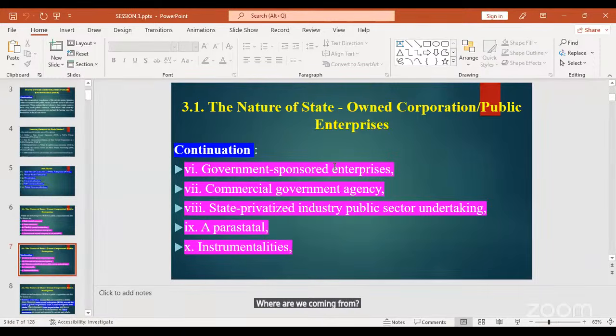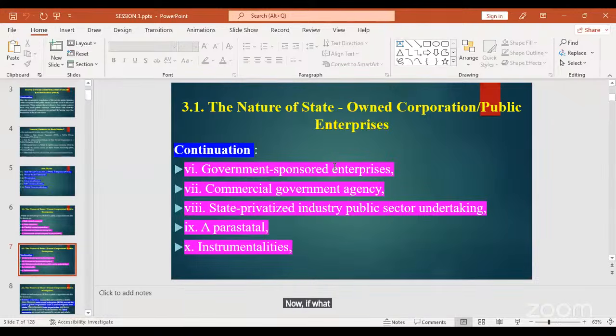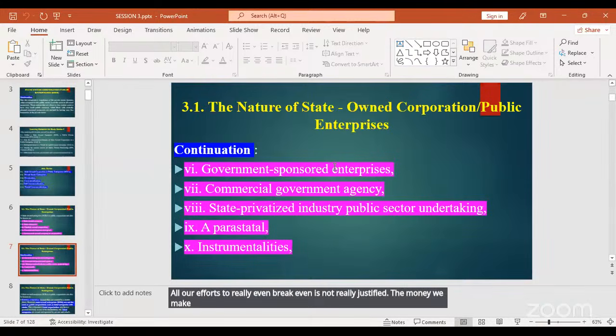Individuals have their own businesses. Government has its own businesses too. That's why we say government-owned corporation, public enterprise. Now, if government says, okay, since we have been running it, all our efforts to even break even are not really justified. The money we make is not even enough to run it, even though we say we have commercialized in a way.